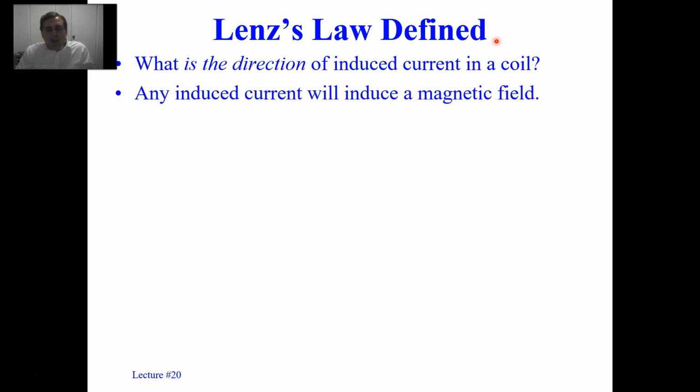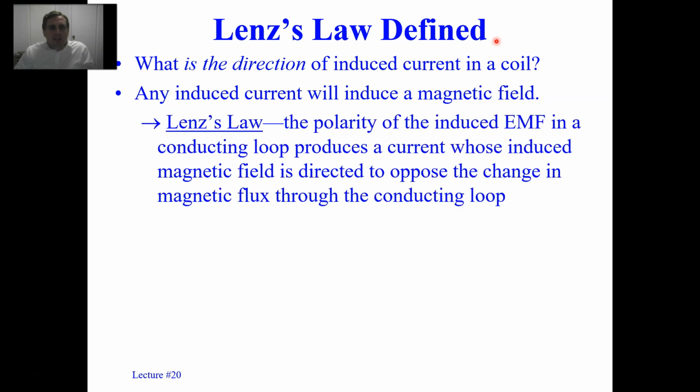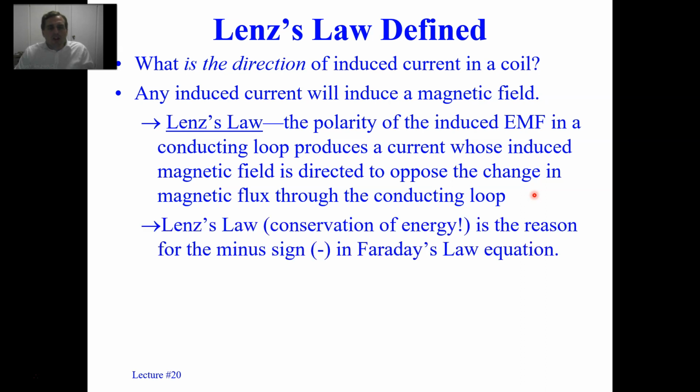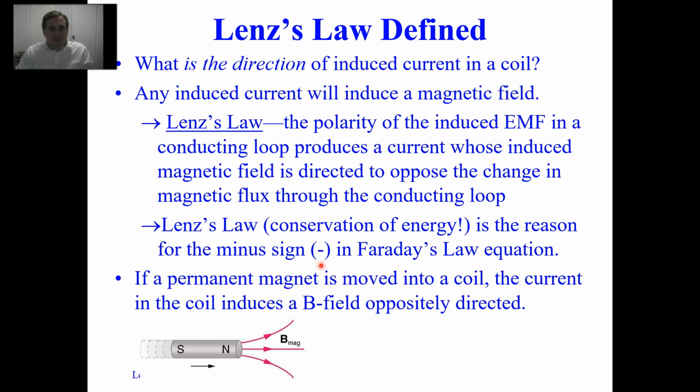Any induced current will induce a magnetic field. Lenz's law says the polarity of the induced EMF in a conducting loop produces a current whose induced magnetic field is directed to oppose the change in magnetic flux through the conducting loop. The name of the game here is resist the change. Always resist the change of the magnetic flux that's changing in time. So Lenz's law is a fancy way to state the conservation of energy. That's the reason there's a minus sign in Faraday's law equation.